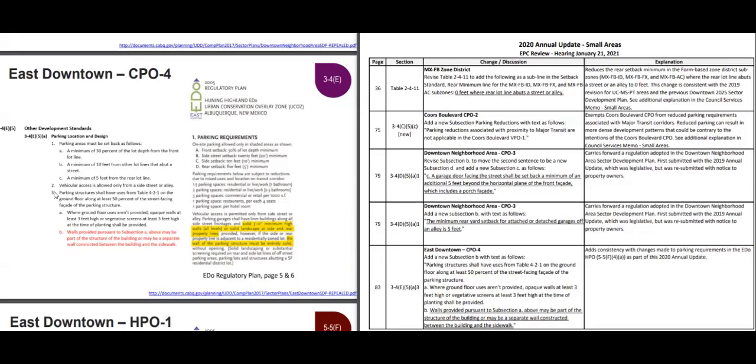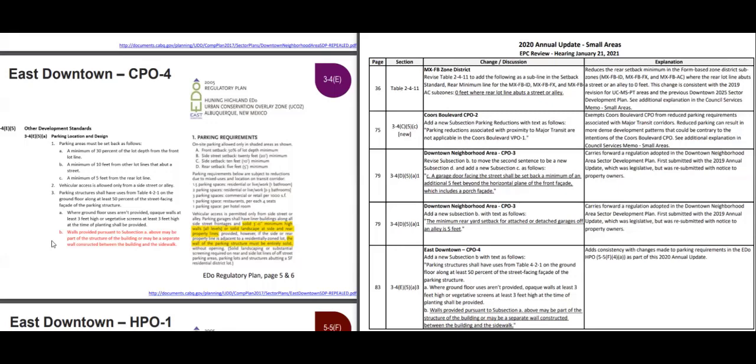It's talking about parking structures, and it says they shall have uses from table 421 on the ground floor along at least 50% of the street-facing facade of the parking structure. Where ground floor uses aren't provided, opaque walls at least 3 feet high or vegetative screens at least 3 feet high at the time of planting shall be provided. The new text would read: walls provided pursuant to subsection A above may be part of the structure of the building or may be a separate wall constructed between the building and the sidewalk.